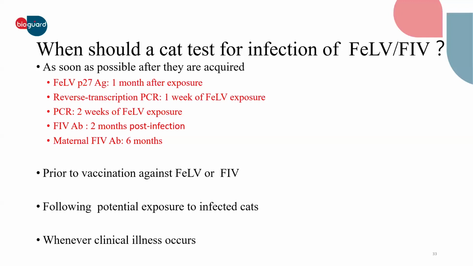to be detected. And also, if the queen, the mother cat, has an FIV infection or has been vaccinated against FIV, those maternal FIV antibodies will be transferred to the kitten. So for a kitten younger than 6 months old, if the FIV antibody shows a positive reaction, it's better to redo the test after the kitten is at least 6 months old.